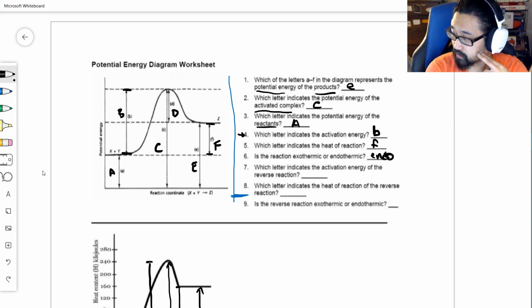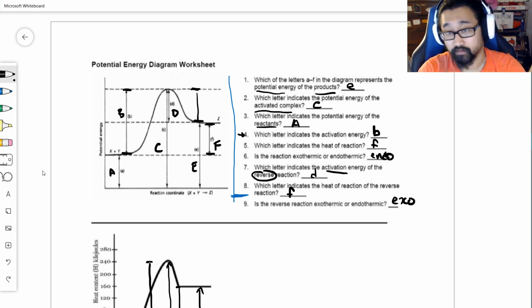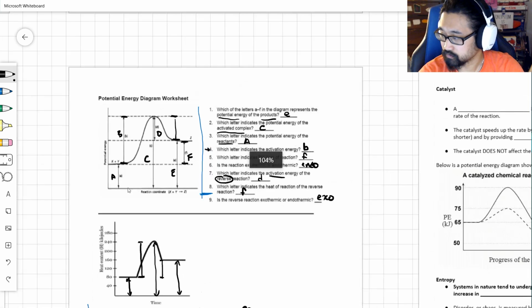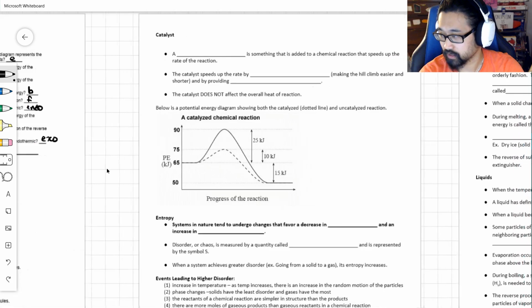Right? Activation energy, this time they say reverse, which means I need to start here and go to the top of the hill. Well, that is letter D. Heat of reaction for the reverse is the products minus the reactants. Heat of reaction is still represented by letter F. And the reverse reaction, I know I didn't ask you to do it, but if you logic your way through it, if forwards was endo, reverse should be exo. Alright. Now, you'll still get a little more practice working through diagrams before the test next Friday.